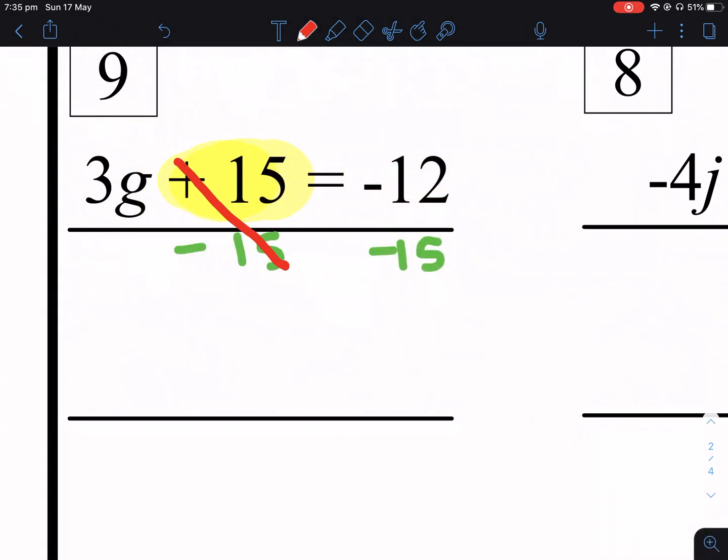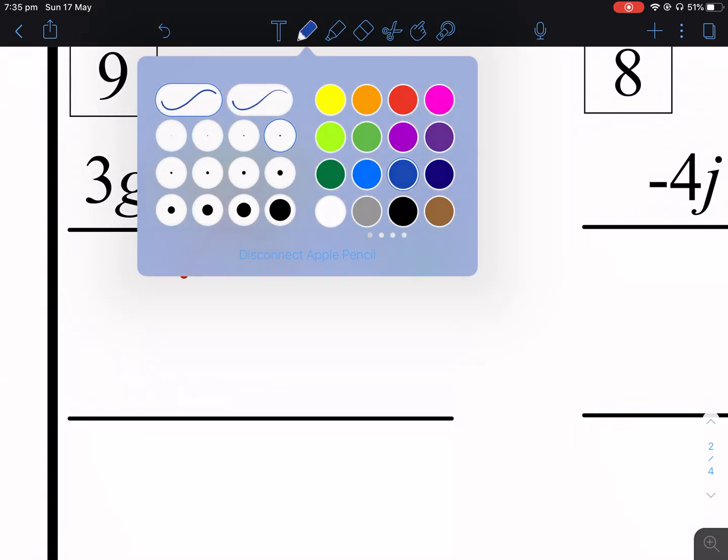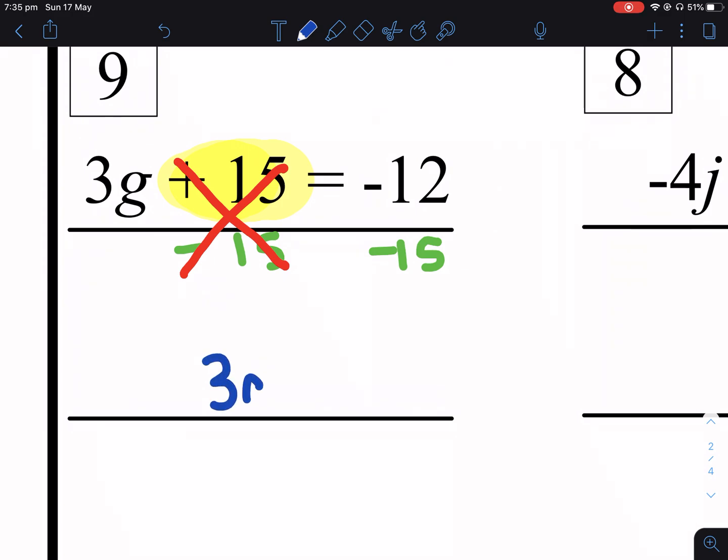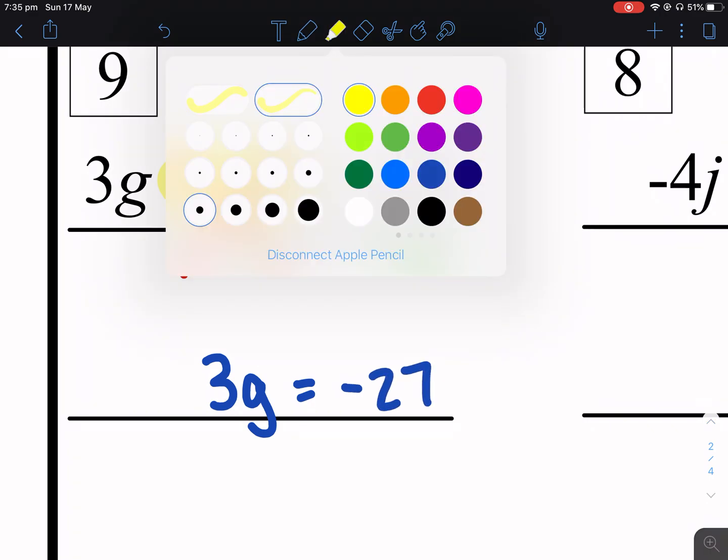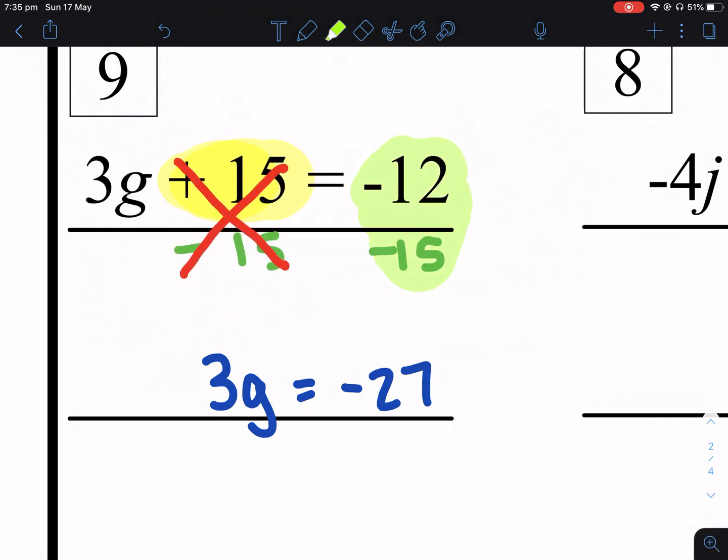Plus 15 minus 15, they disappear. What we've got left on the left is that 3g. That 3 is still there, and the equal sign. Now, negative 12 take 15, that's negative 27. If you get confused, you can do it in your calculator: minus 12, minus 15. Okay, we're not finished yet.